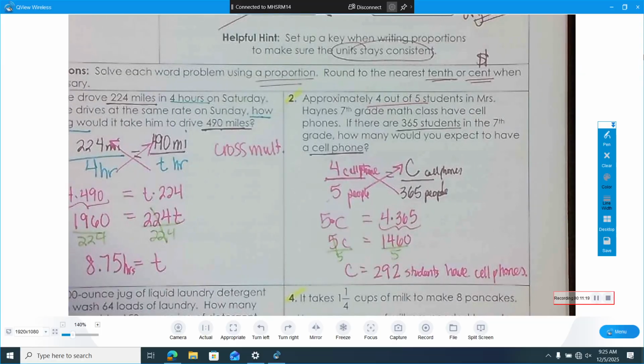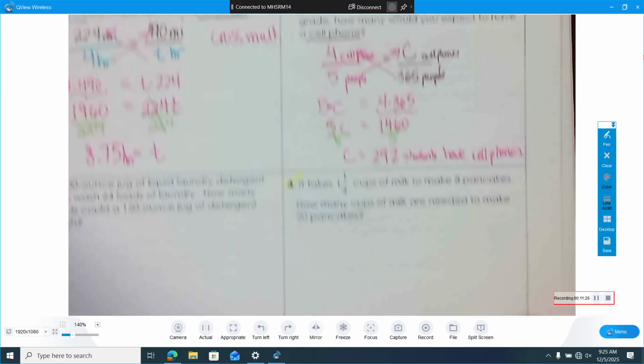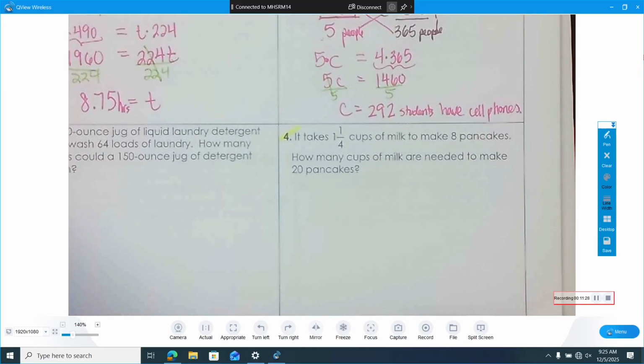All right. Do you have questions on this so far? No. No? Is it pretty easy? It's not too bad. I think they're pretty good. Okay, let's look at number 4.